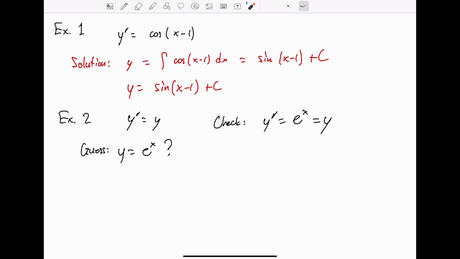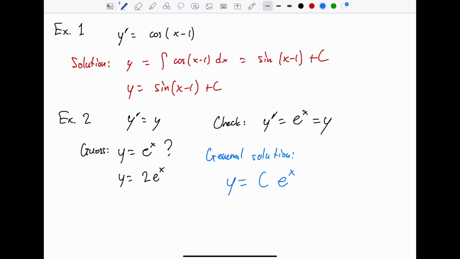Now, can you think of any other solutions here? This is one solution. Can you think of more? How about y equals 2e to the x? What's the derivative of 2e to the x? Well, the derivative of 2e to the x is 2e to the x. So the derivative here, once again, is equal to itself. In fact, we could write the general solution. The general solution for this differential equation is y equals any arbitrary constant times e to the x.